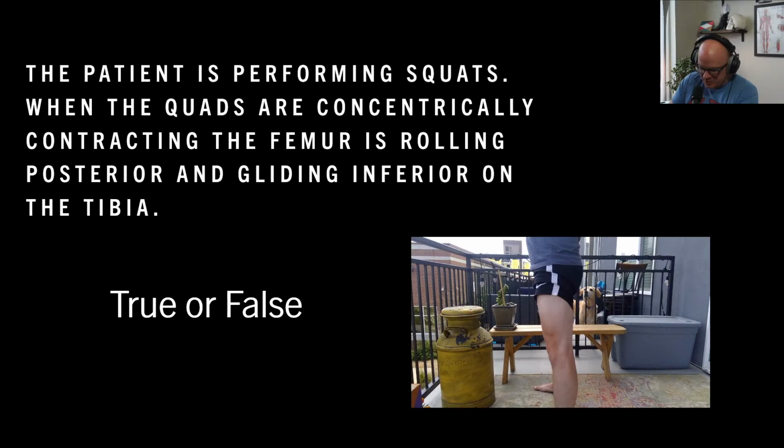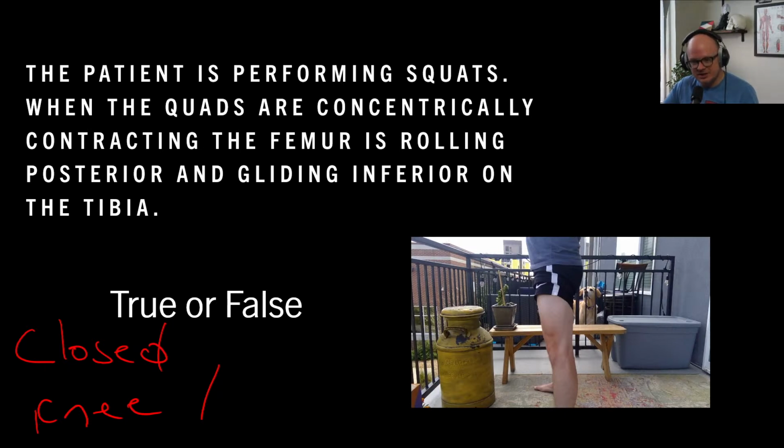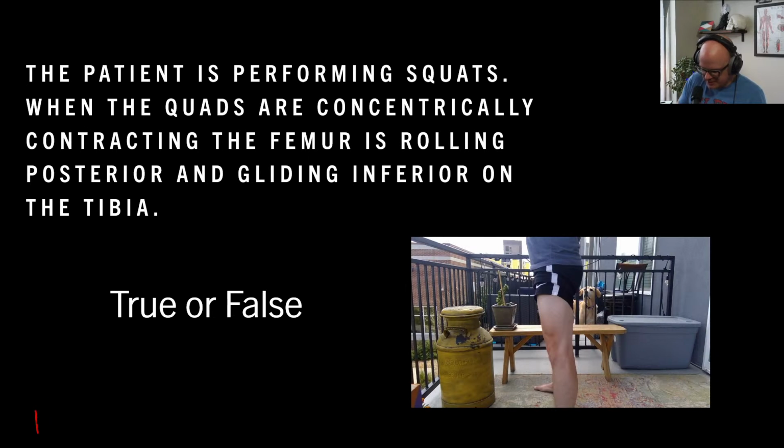So what it's asking, it's giving you clues by telling you what's happening here. So quads concentric, so we have closed chain knee extension. So let's look at some of our arthrokinematic concepts here. If it's closed chain knee extension, it's true.